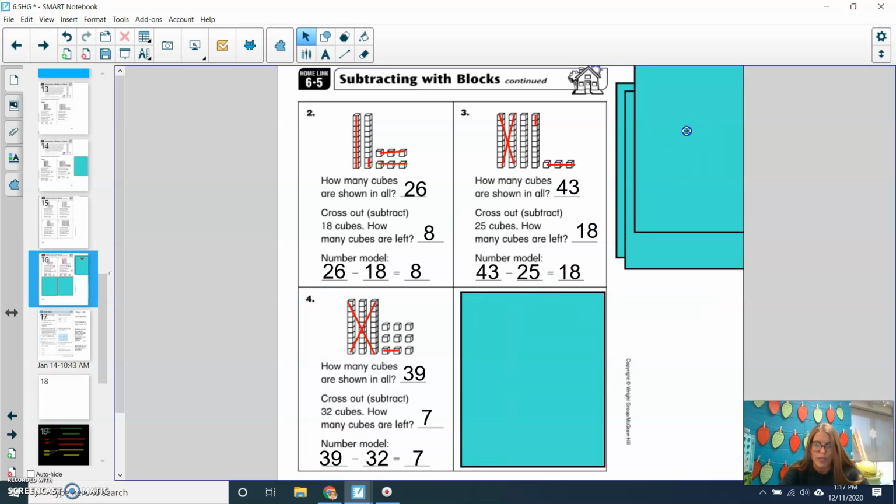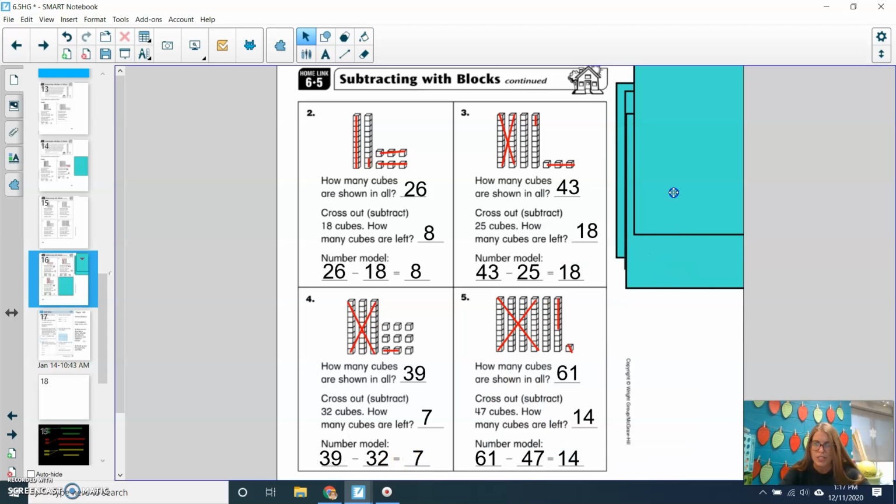For question 4, we are starting with 39 cubes. You can see that I crossed off 32 of them and that I have 7 left. So 39 minus 32 equals 7. And for the last question, number 5, I started with 61 cubes. I crossed off 47 of them, and I have 14 left. So 61 minus 47 equals 14. We will continue to work more on subtraction in future lessons.